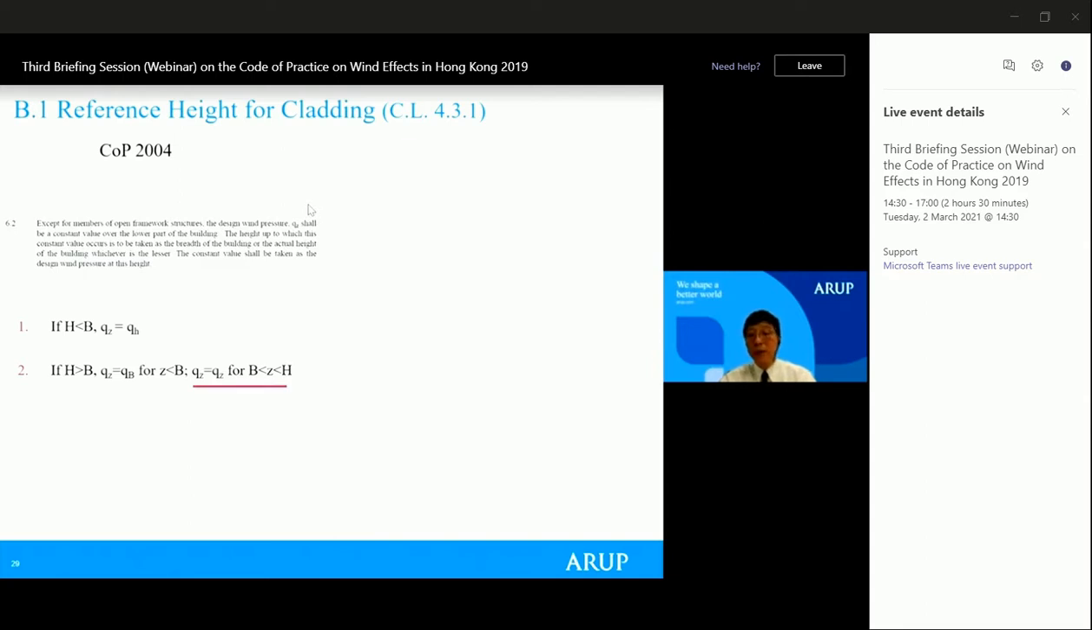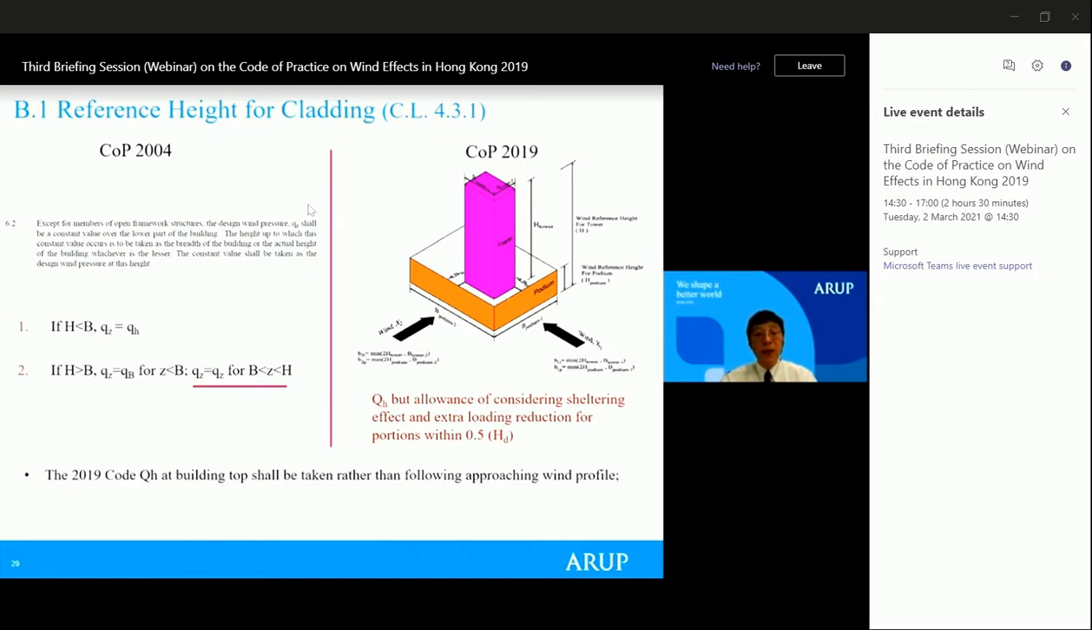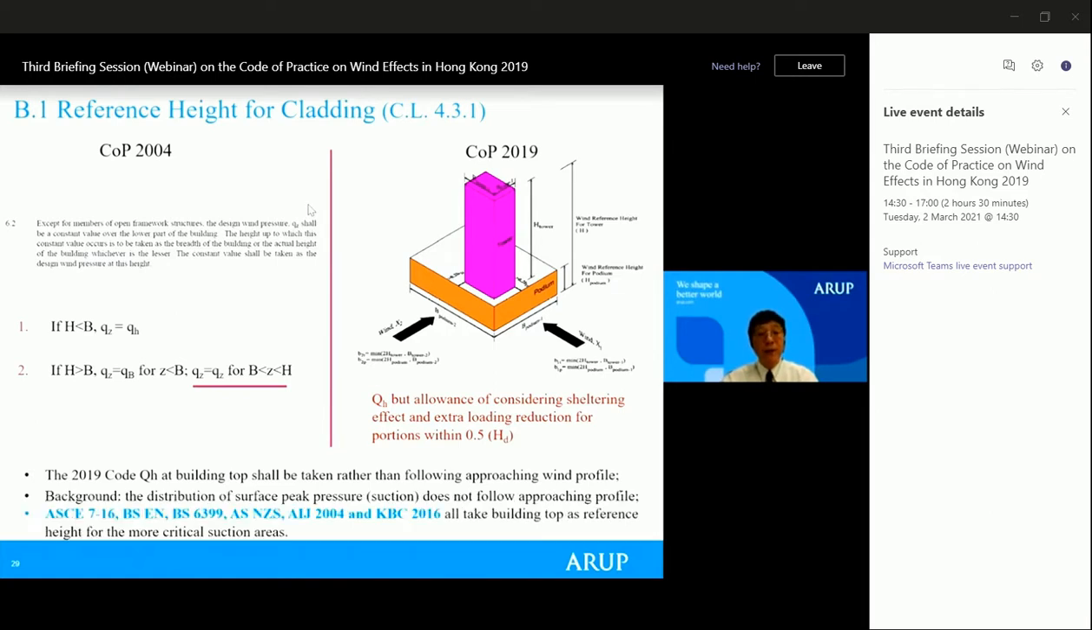In the new 2019 code, the qH, which is the pressure reference, is now based on the building top, rather than following the approach wind profile. The background of this is that the distribution of the peak pressure suction does not follow the approach profile, and this has also been proven through scientific research. And lately the ASCE, the BS EN, and also the New Zealand code, Japanese code, and Korean code have all taken this as the reference.